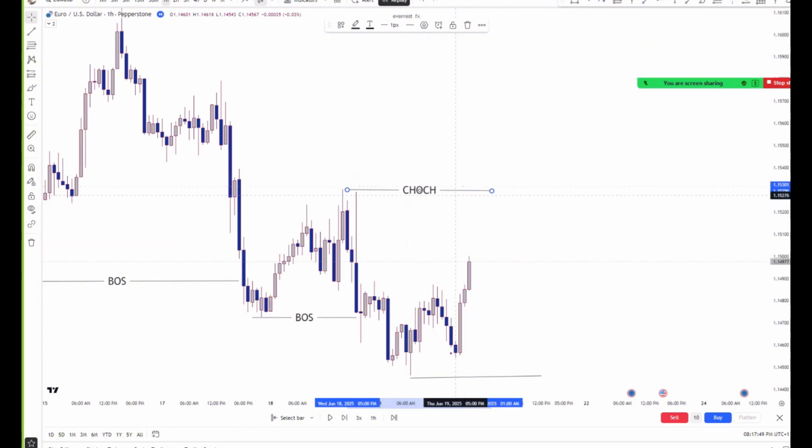So this is the short form for a change of character. CH, change, OF, of, and the second CH is character. So change of character, CHOCH. That's what to call it.